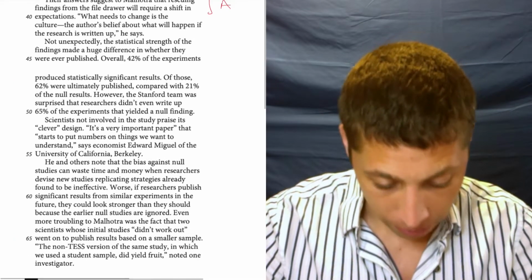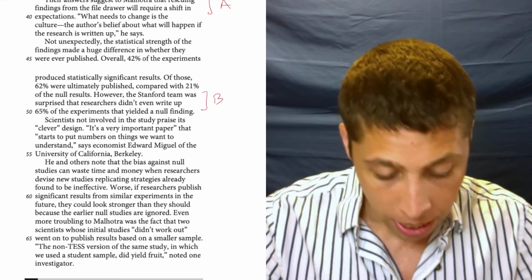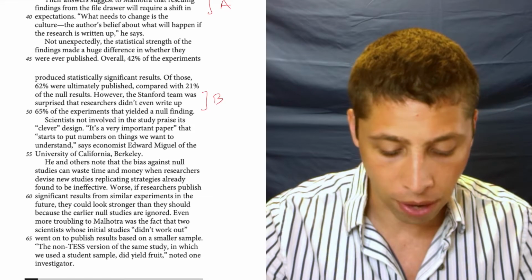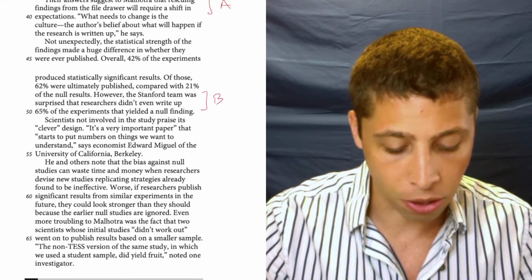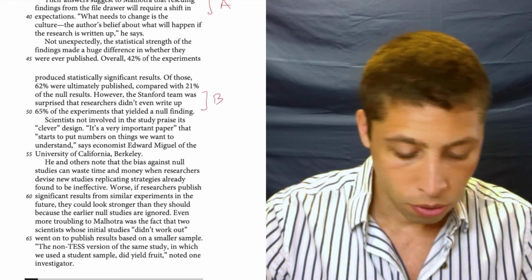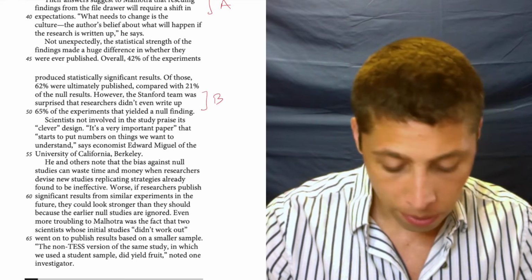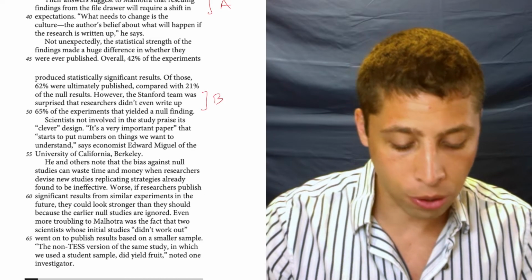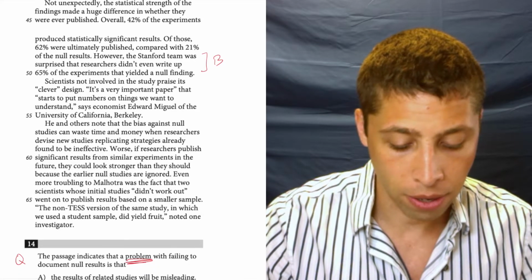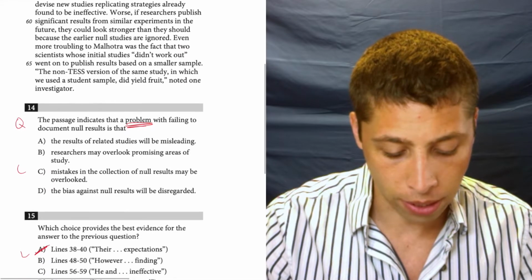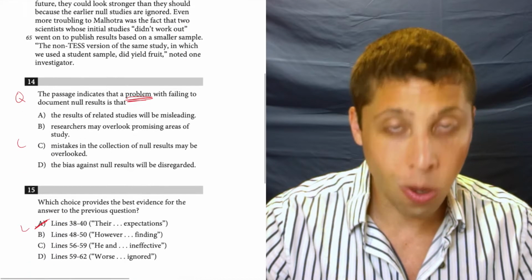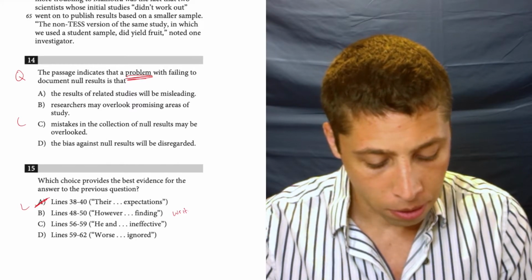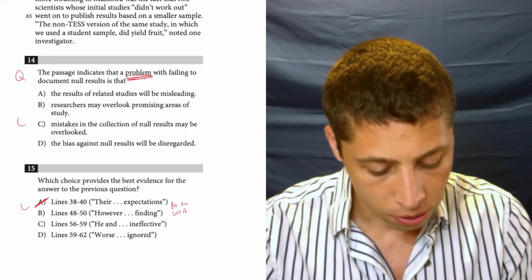48 to 50. Okay. So that's here. However, the Stanford team was surprised that researchers didn't even write up 65% of the experiments that yielded a null finding. So it's kind of hard. It sounds negative. The Stanford team was surprised that researchers didn't even write up 65% of the experiments that yielded a null finding. So on the one hand, it might seem like we keep this because the problem is that they do not write them up.